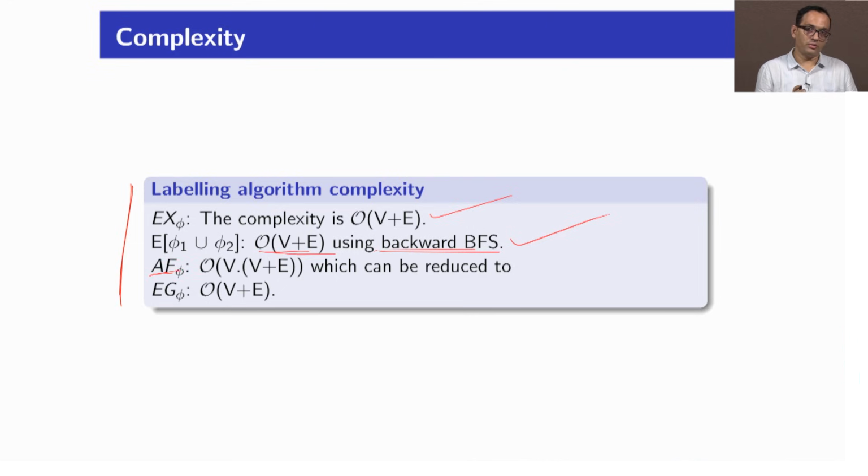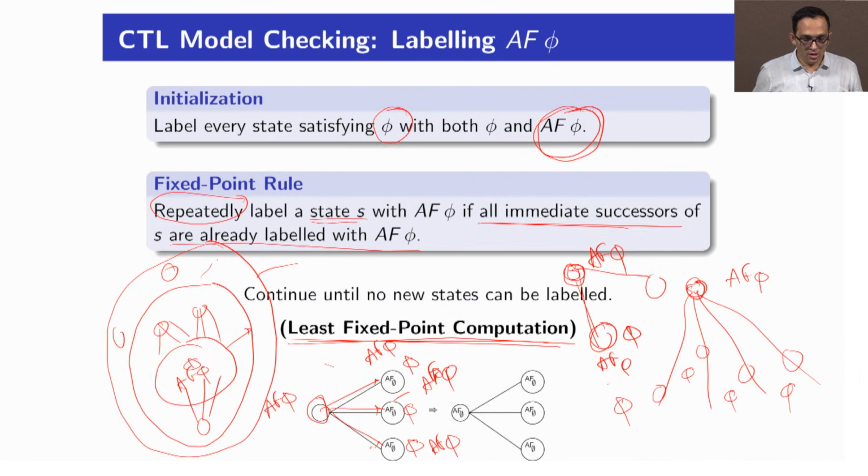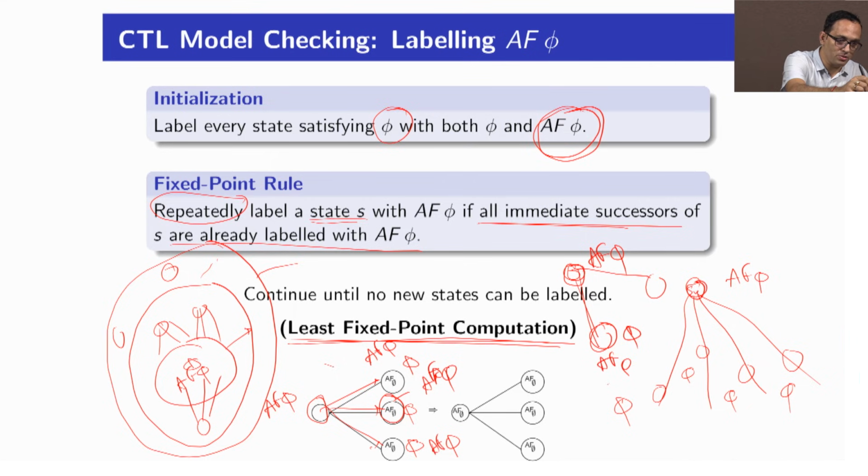If I do this backward BFS, I will get V plus E, but unfortunately this AF you cannot do in a backward way, okay. So, you have to get complexity order V into V plus E. So, let me explain that. In the V plus E, what is happening here, I have to check all successors, right. I cannot start with a node where AF phi is marked, because if I start from here, I can go to one of the successors, but I have to check for this node all successors, right. I cannot just say if one of the successors has AF phi holding, here also AF phi holds.